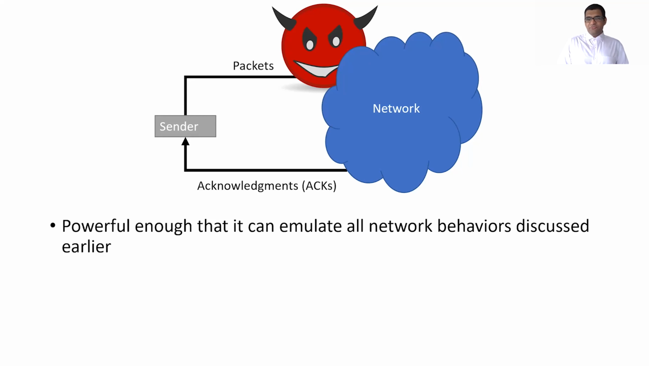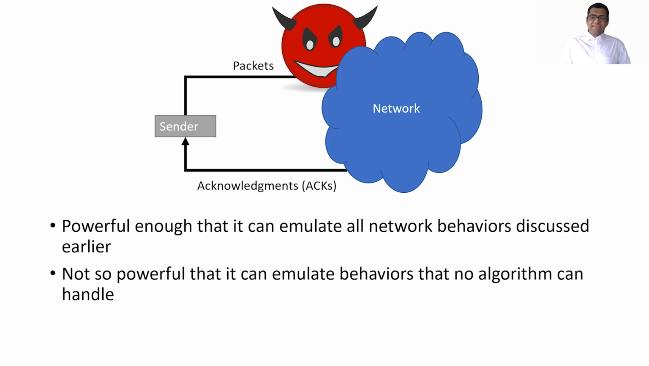Now, this adversary requires two properties. First, it should be powerful enough that it can emulate all the network behaviors we discussed earlier and more. And this means that if an algorithm works in spite of this adversary, it's also going to work in any network that the adversary can emulate. And second, the adversary shouldn't be so powerful that it can emulate behaviors no algorithm can handle.